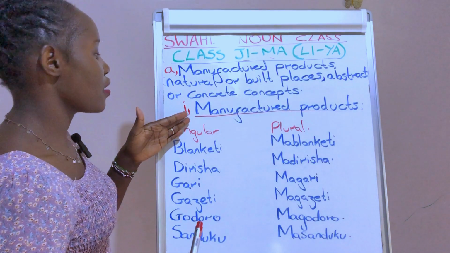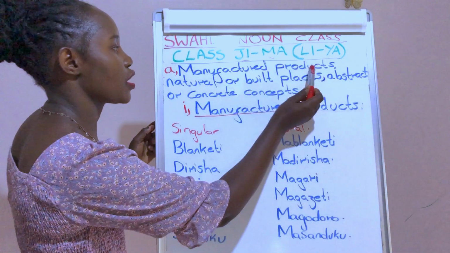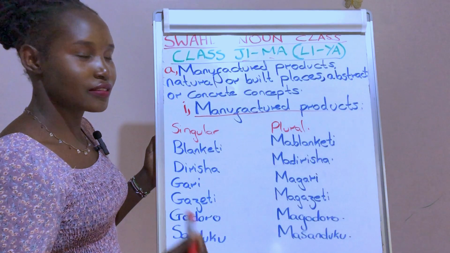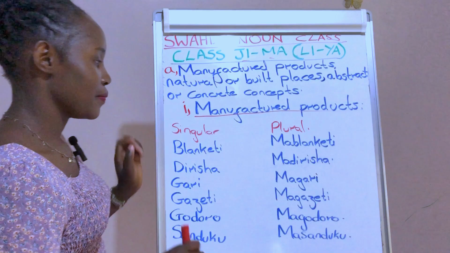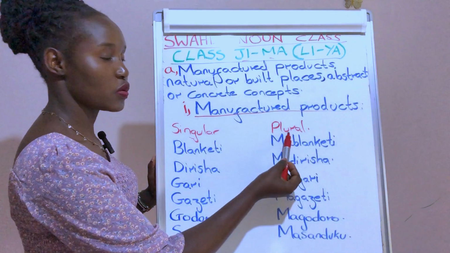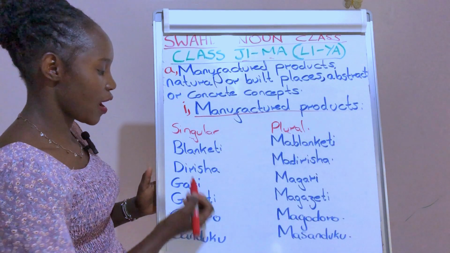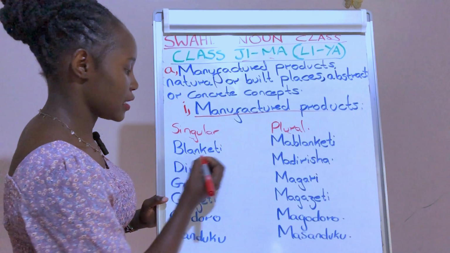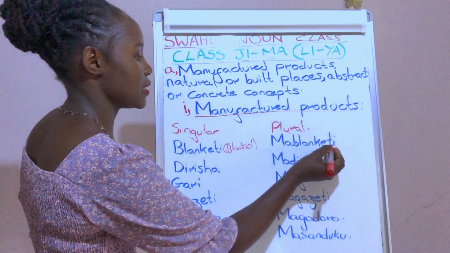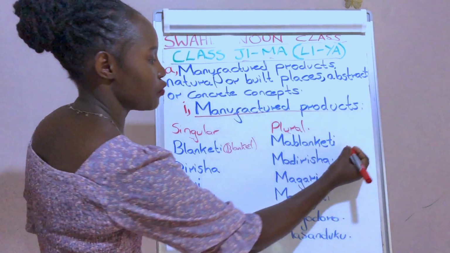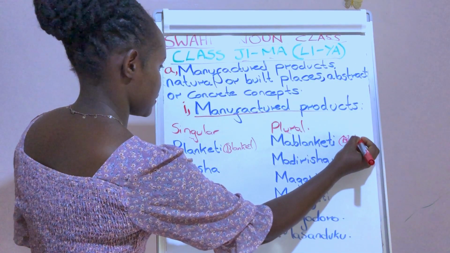Under this we have Roman 1, manufactured products. Let's have a look at some of the manufactured product nouns in this class. We have them in singular and in plural form. The first one we have is blanketi, a blanket. And in plural we say mablanketi, blankets.